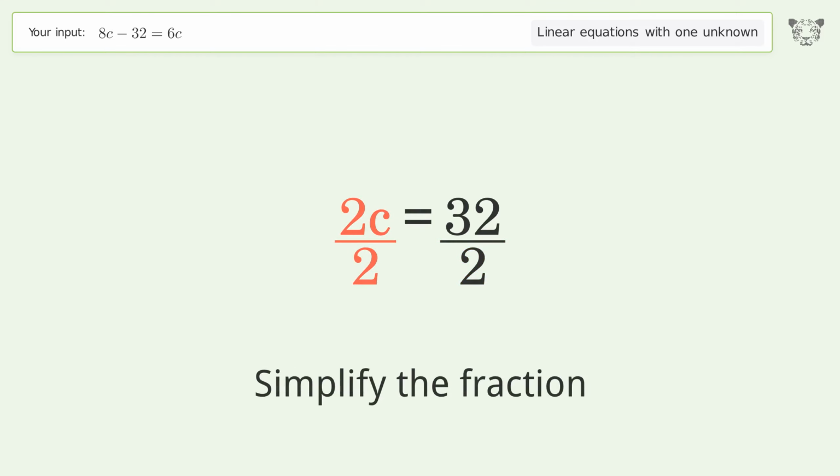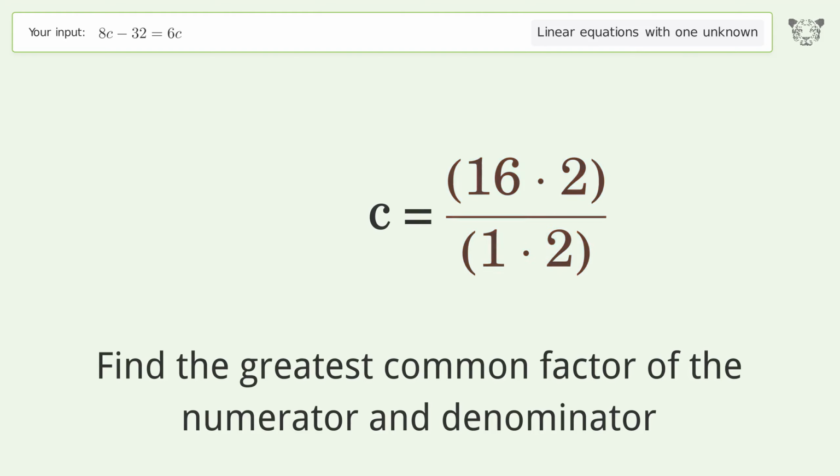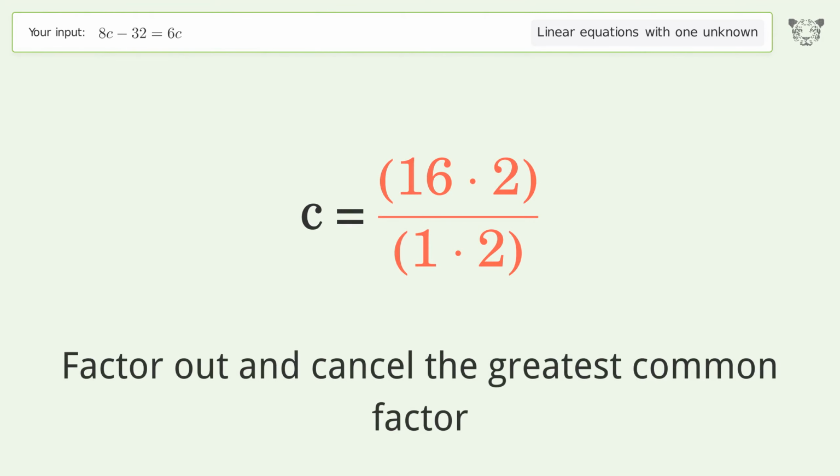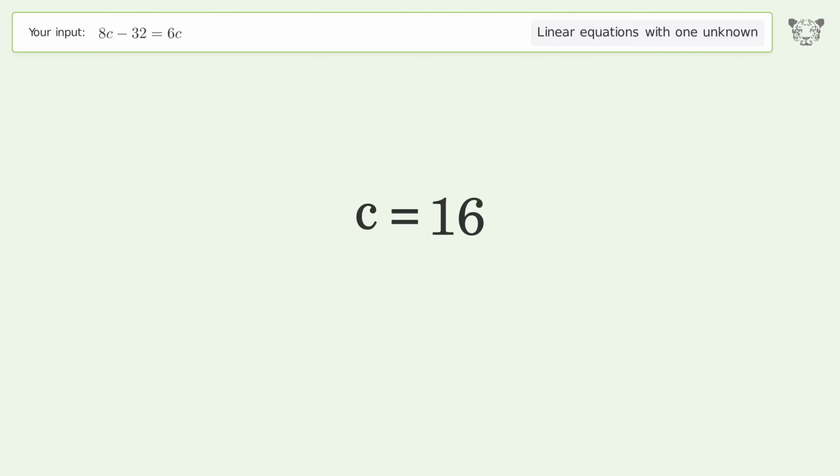Simplify the fraction. Find the greatest common factor of the numerator and denominator. Factor out and cancel the greatest common factor. And so the final result is c equals 16.